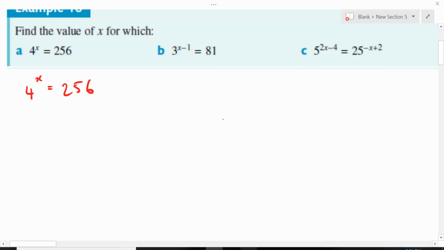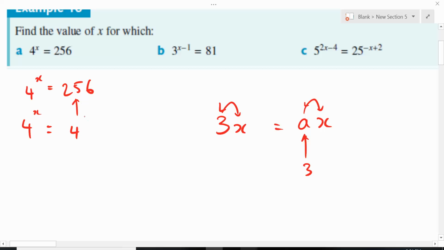So I'll give you an example. If I said this is 3x equals a times x, naturally you would know that a has to be a 3. Only because this was 3 times the x, then on this side something times x has to be the same as 3x. So we're using the same logic. We're saying, all right, well then if I have 4 to the power of x, if I can somehow change 256 into a 4 to the power of something, then I'll be able to figure out what x is.